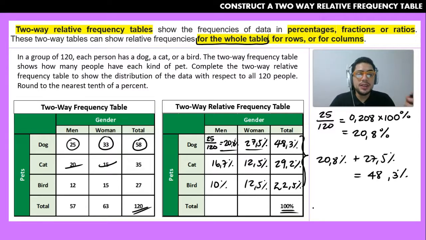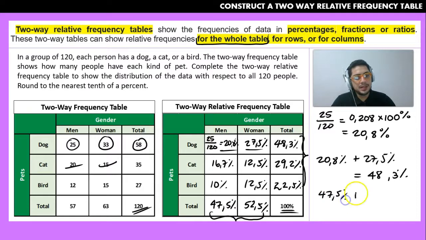So that is always very effective for you to double check your answers. So now on the first column, it's 20.8 plus 16.7 plus 10, which is going to give us a grand total of 47.5%. And then for women, we have 27.5 plus 12.5 plus 12.5, which is going to give us a total of 52.5%. Now, we can actually also add these two. So 47.5% plus 52.5% is also a total of 100%. So again, double check your answers, guys.